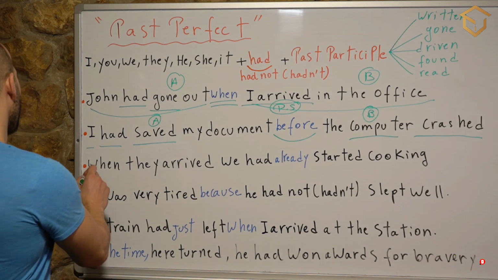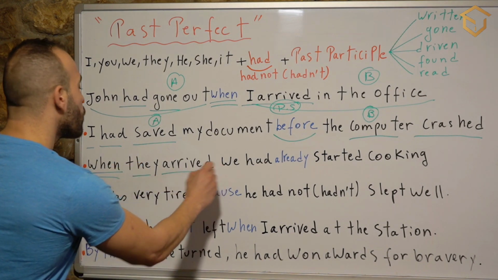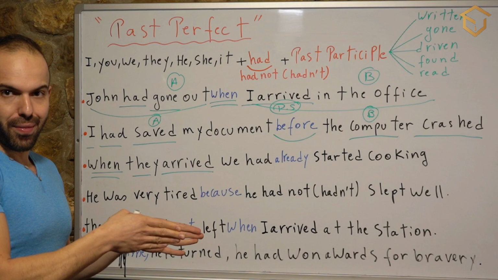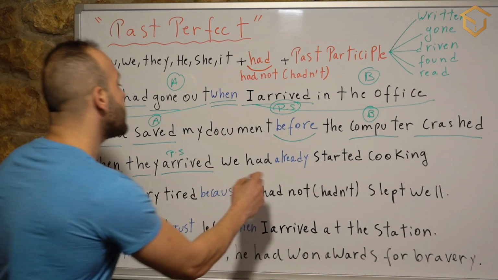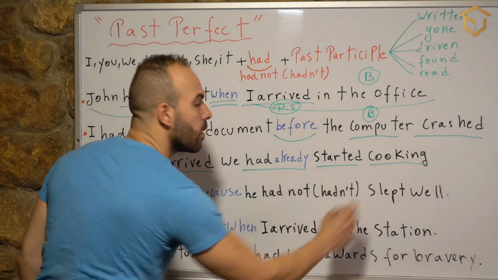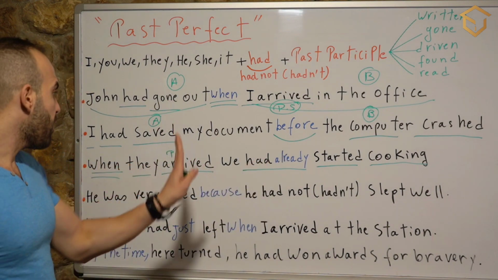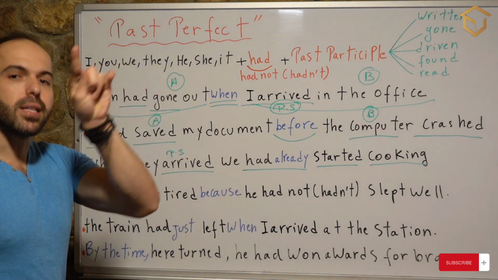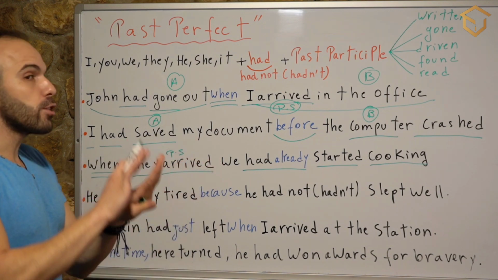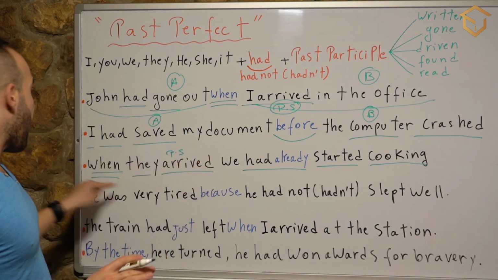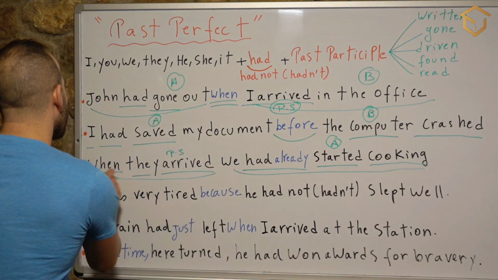Moving to the third one, when. So you can start with when. When they arrived, usually the past simple comes after when. So when they arrived, and that's the past simple, we had already started cooking. So you don't have to start the sentence with the past perfect. It doesn't matter. Even if you end the sentence with the past perfect, it still means that this is the first event. So I had already started cooking and then they arrived. That's the first event here and that's the second event.